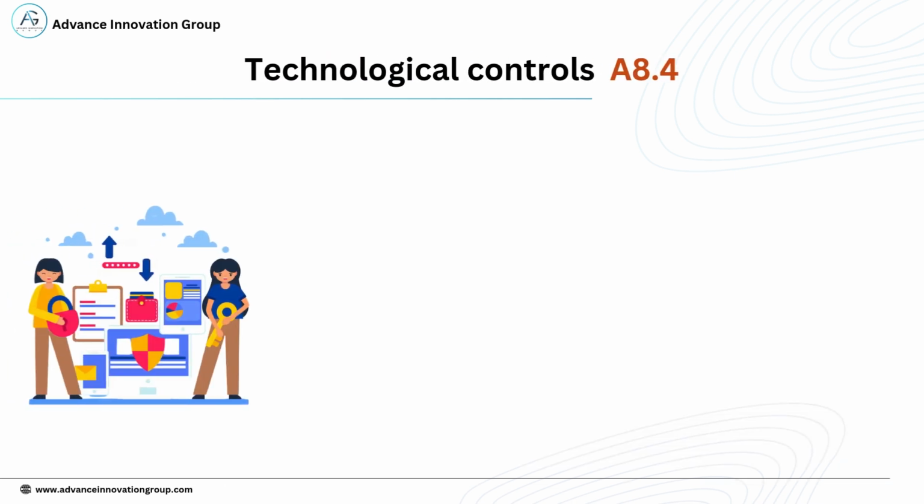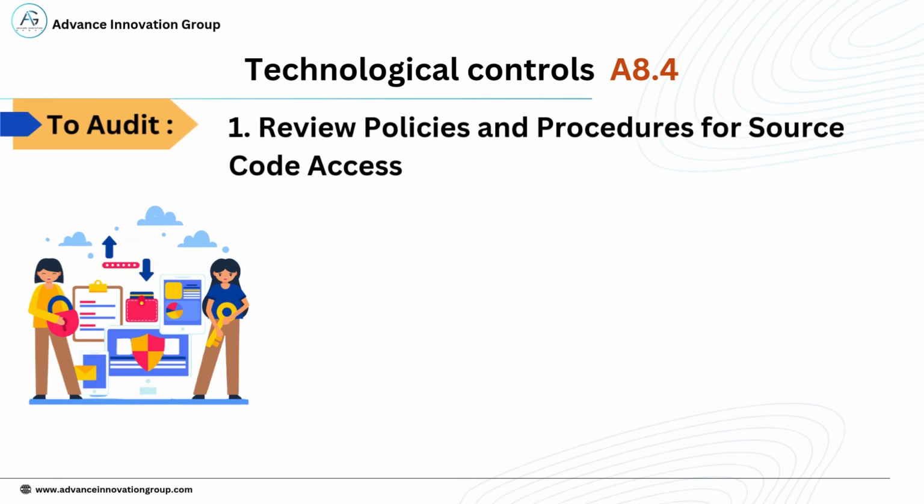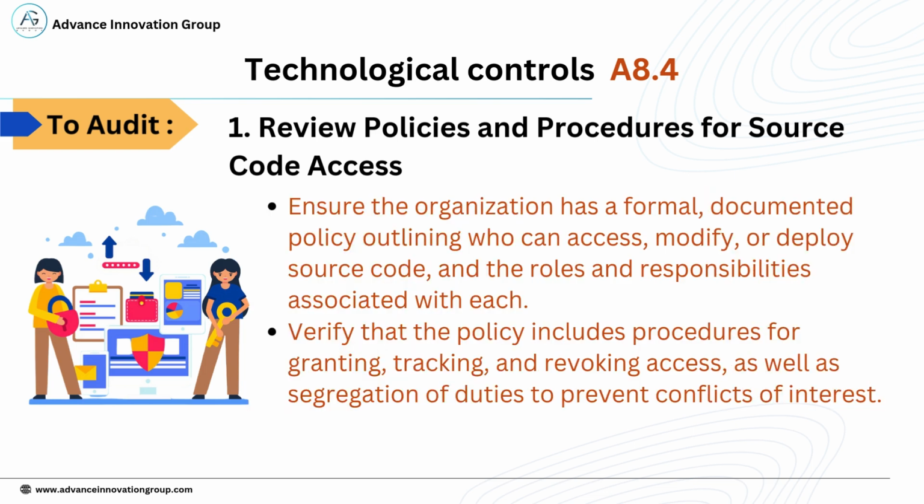Technological controls A 8.4. To audit 1. Review policies and procedures for source code access. Ensure the organization has a formal, documented policy outlining who can access, modify, or deploy source code, and the roles and responsibilities associated with each. Verify that the policy includes procedures for granting, tracking, and revoking access, as well as segregation of duties to prevent conflicts of interest.